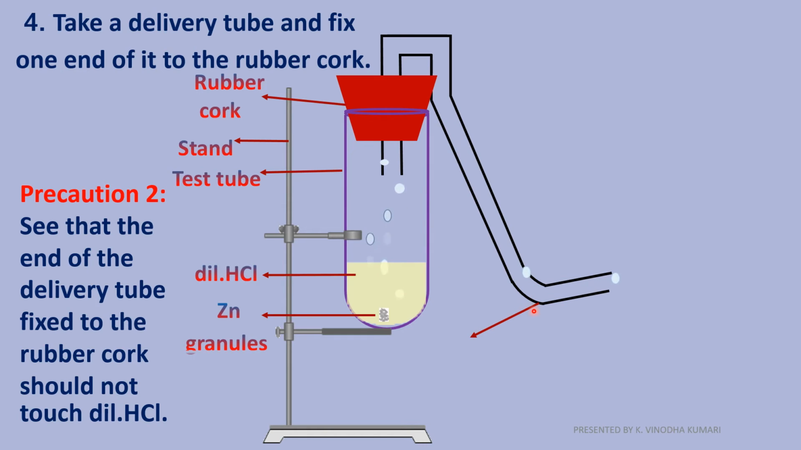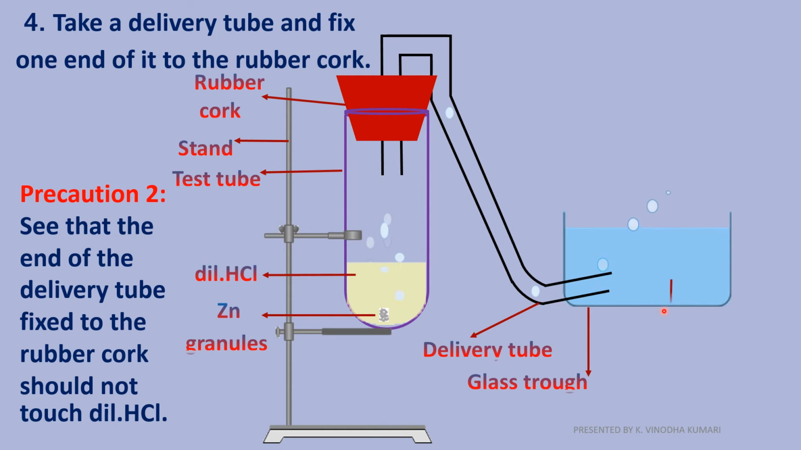This is the delivery tube, and the gases are coming out from the delivery tube. So these are the gas bubbles which are coming out from the delivery tube. And this is a glass trough, which is containing soap water in it. This is the soap water.